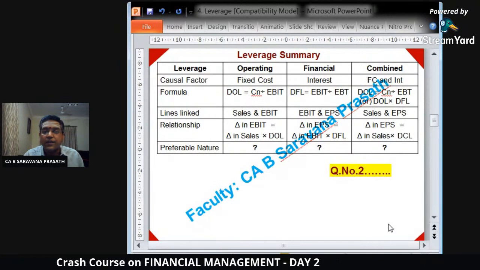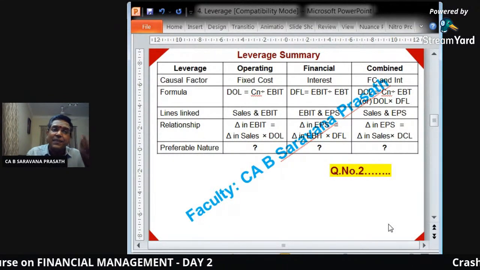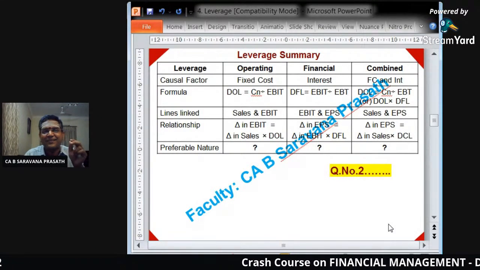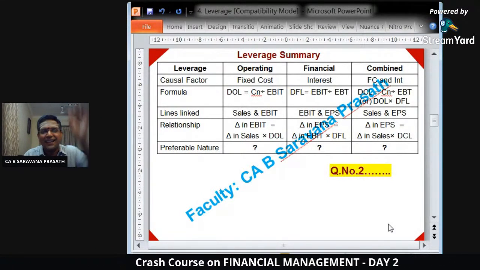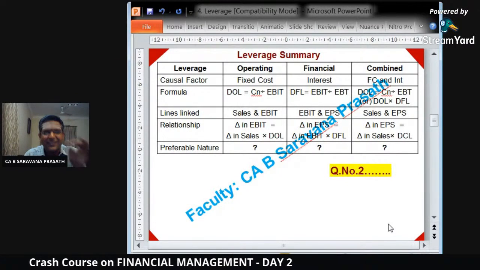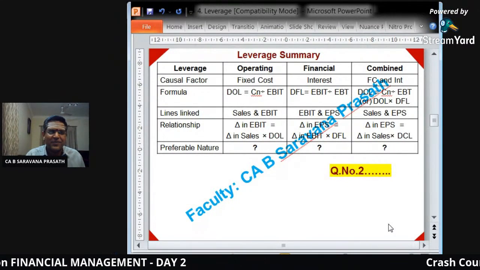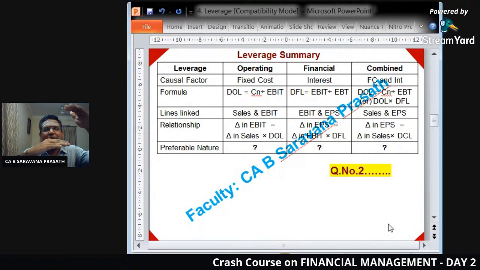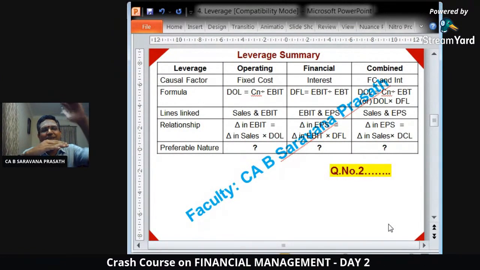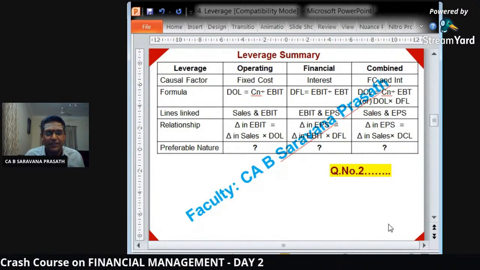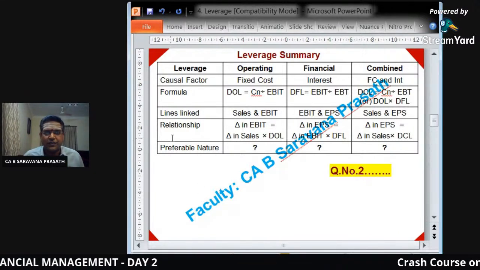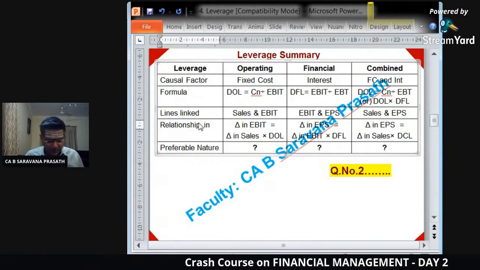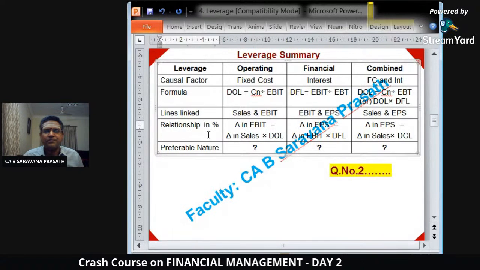Contribution divided by EBIT. Which lines in the P&L statement are linked by the operating leverage? The lines linked are sales and EBIT. Those two lines' linkage is given by the operating leverage. So the relationship will be: percentage change in EBIT is equivalent to percentage change in sales multiplied by the operating leverage times. This relationship is in percentage movement and not merely normal numbers.